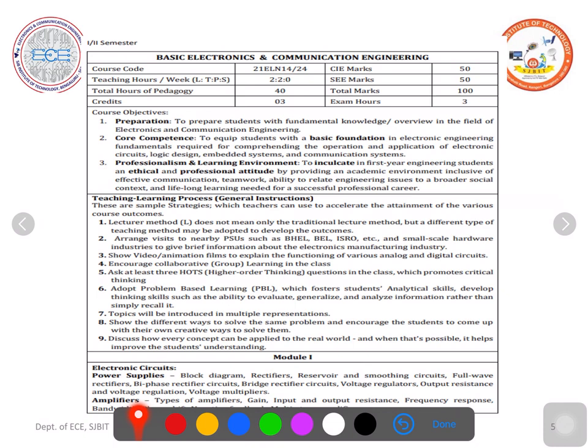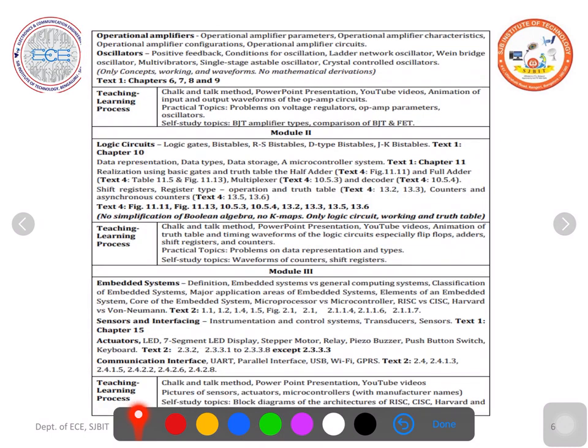And you can go through the teaching and learning process. There are a few general instructions. You can download this syllabus from video.ac.in. Go through it neatly. Module 1 consists of the power supplies. Power supplies consist of block diagram, rectifiers, reservoir and smoothing filters, full wave rectifiers, biphase rectifier circuits, bridge rectifier circuits, voltage regulators, output resistance and voltage regulation. Lastly, the voltage multipliers. The other topics we will deal with in later videos.